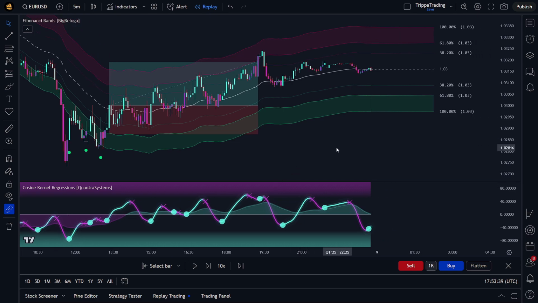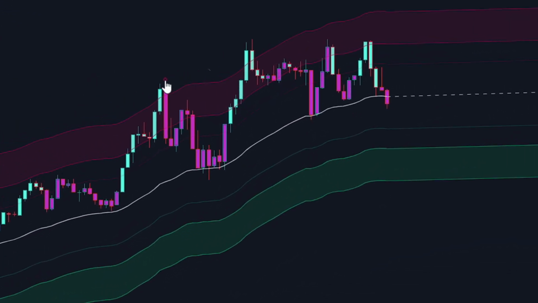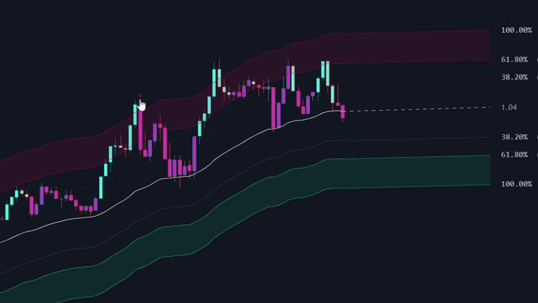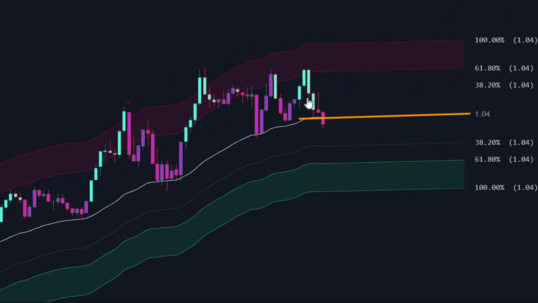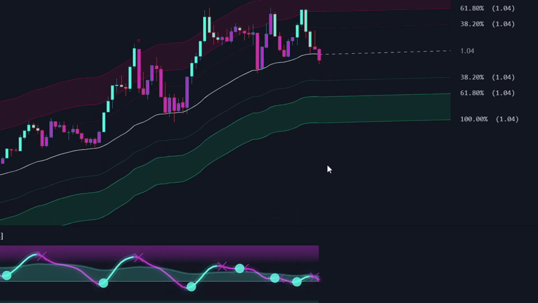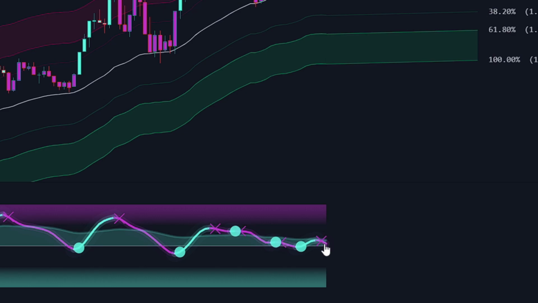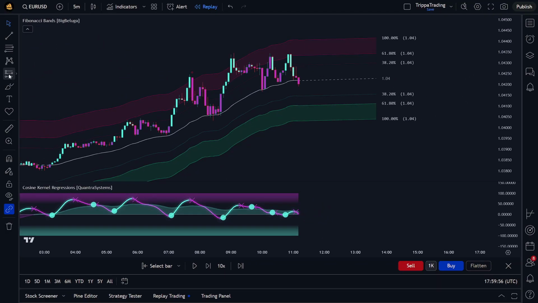Now let's move on to a sell trade example. For a sell trade, first of all, we want sell signals like this from our indicator. After that, we will wait for the price to cross and close below the center line of the Fibonacci indicator, just like it did here. And finally, to confirm this signal, we want the Kernel regression indicator to be purple in color, exactly like it is here. So we can easily enter a sell trade here.